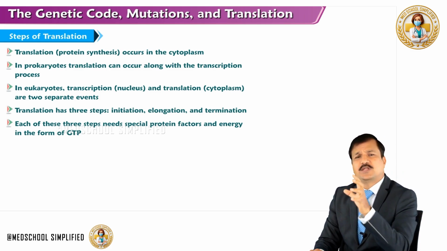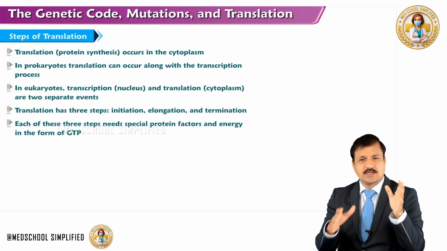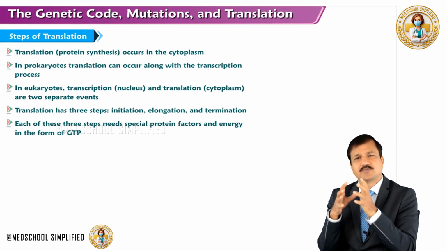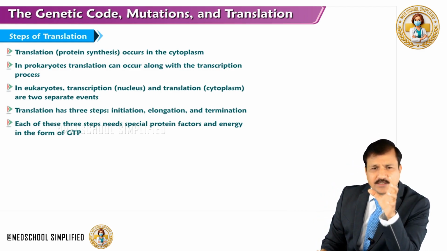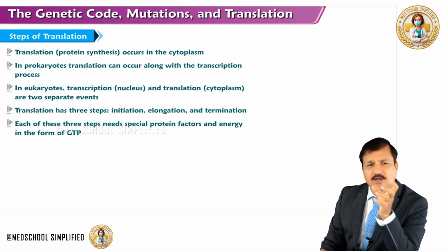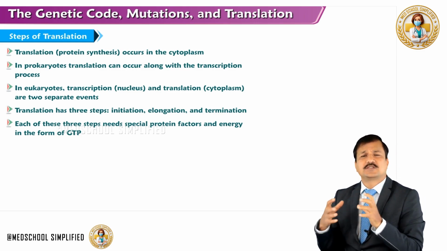The process of protein synthesis occurs in 3 stages: initiation, elongation and termination. Special protein factors for initiation, elongation and termination, which are referred to as releasing factors, as well as GTP, are required for each stage.